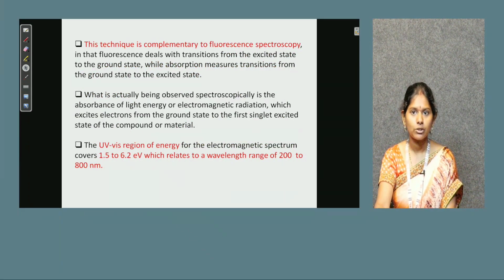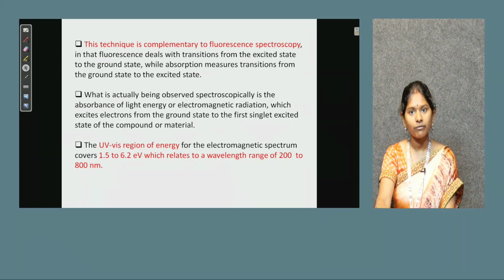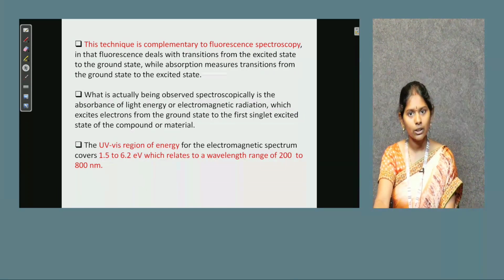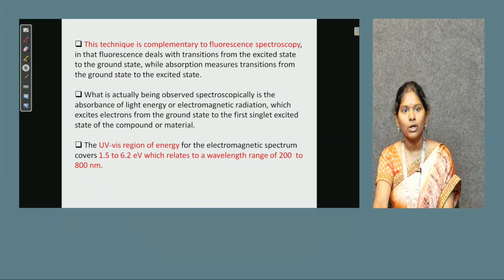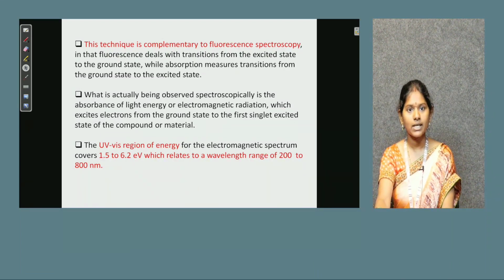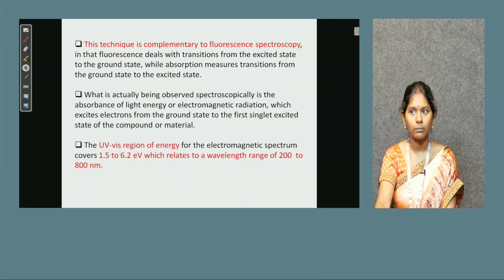What happens in fluorescence spectroscopy is that we add fluorescent molecules which are excited after absorbing light of a particular wavelength, and while reaching the ground state, they emit this energy in the form of light of a wavelength other than the absorbed wavelength. So what is actually being observed spectroscopically is the absorbance of light energy or electromagnetic radiation which excites electrons from the ground state to the first singlet excited state of the compound or material.